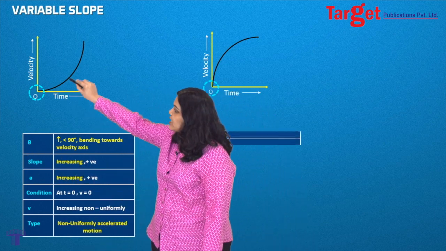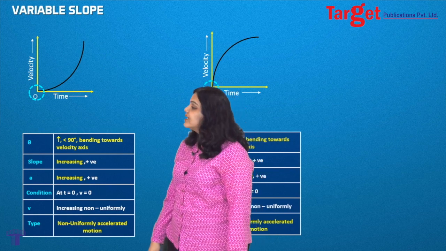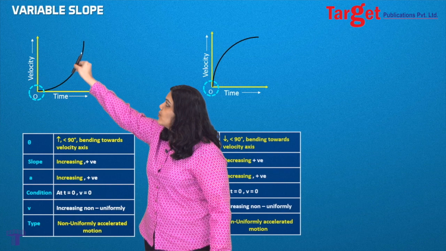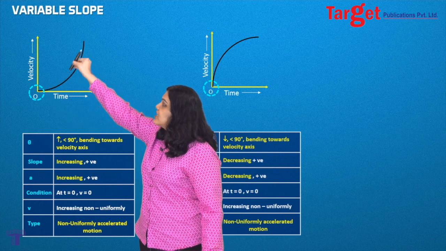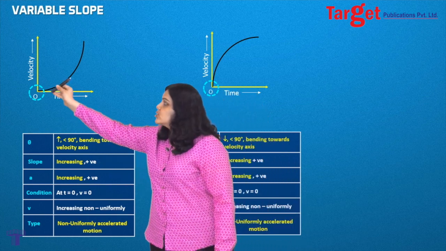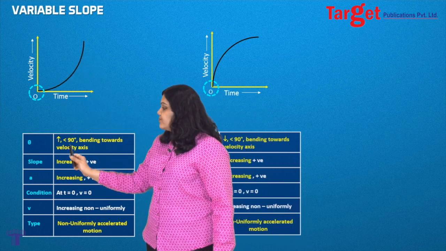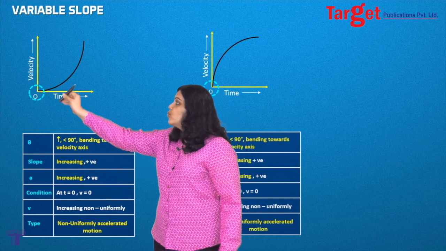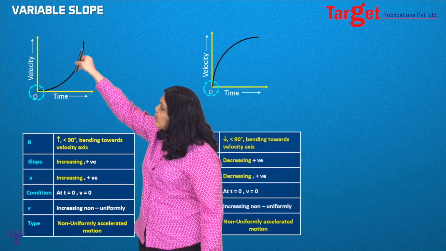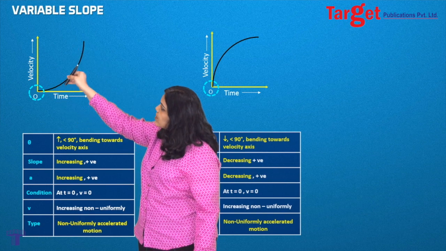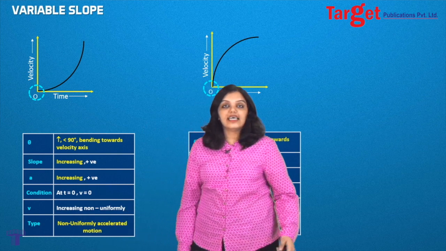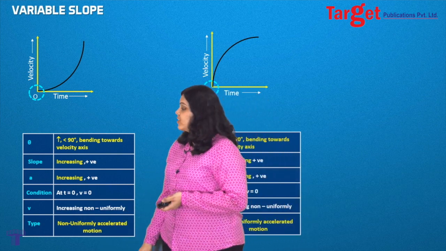You draw tangent lines on the graph and you look at the angles those tangent lines make, and you will see that the angle it's making with the x-axis is increasing. So the angle is increasing, but it's less than 90. So it's always making acute angles and it is always bending towards the velocity axis. So as you see from here to here, I'm bending more and more towards the velocity axis. So theta is increasing, less than 90, and always bending towards the velocity axis.